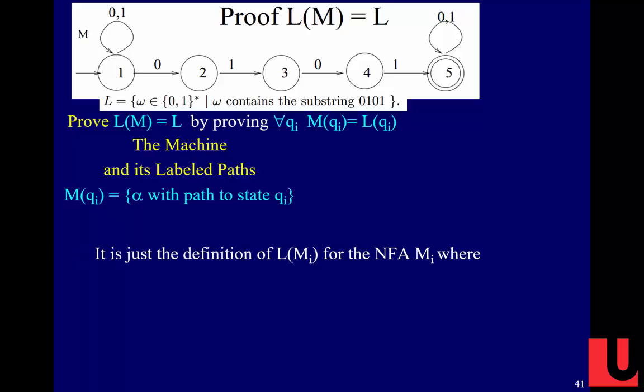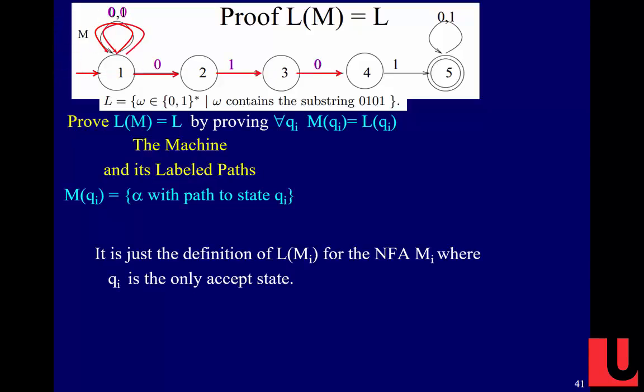So we're talking about the machine. And what is it? It's a definition. We build a new machine: you take this machine and make its only accept state be Q_i, and then that's the language the machine would accept. Does that make sense? Everybody following? If you're not following, holler, because we have a test coming up and I want you all to pass. So here we're talking about paths.